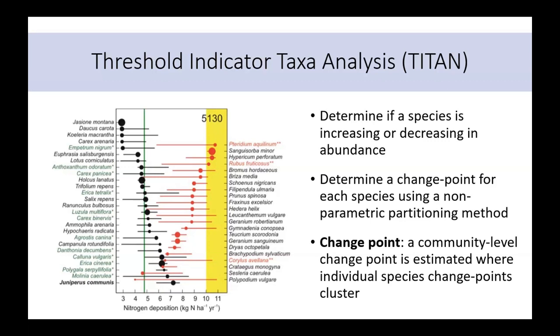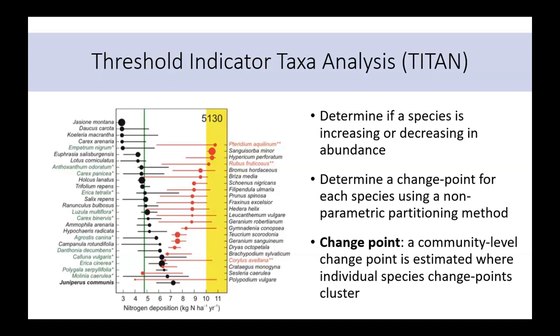This one is different from the other models because instead of using a summary statistic, it looks at all of the abundance data, and it does 3 things. First, the model determines if each species is increasing or decreasing along the gradient, and separates those into 2 groups. Second, for each species, it uses a non-parametric partitioning method to determine where that species most abruptly changes its abundance along the gradient. So this is our species level change point.